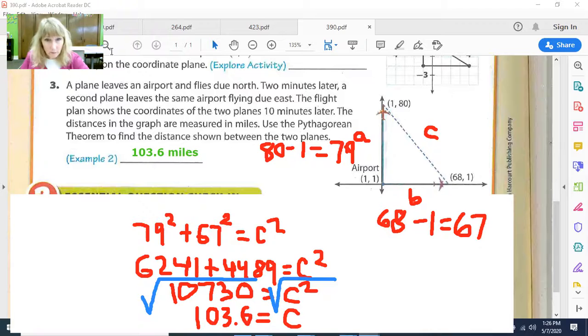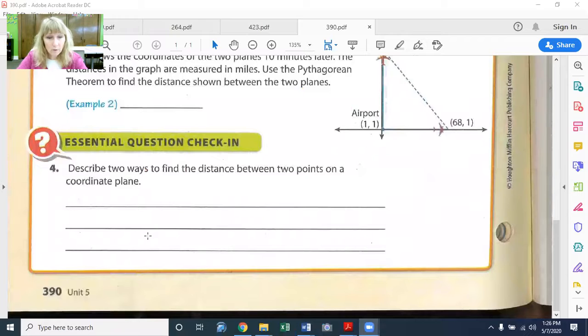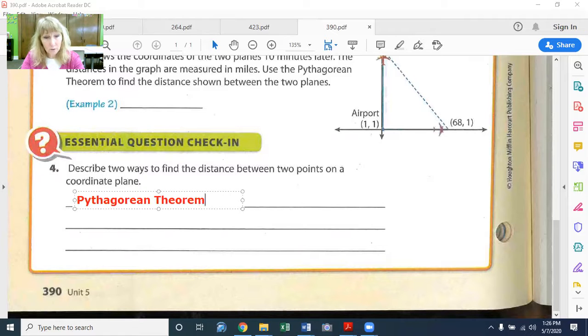Okay, last question. Number 4, describe 2 ways to find the distance between 2 points on a coordinate plane. So the 2 ways are, I hope you know, what are the 2 ways we did? Pythagorean theorem. Try to spell Pythagorean, it's kind of hard. Actually, that's one way to find the distance. How else can you find the distance? The distance formula, right? So those are the 2 methods. Which way you like is up to you.